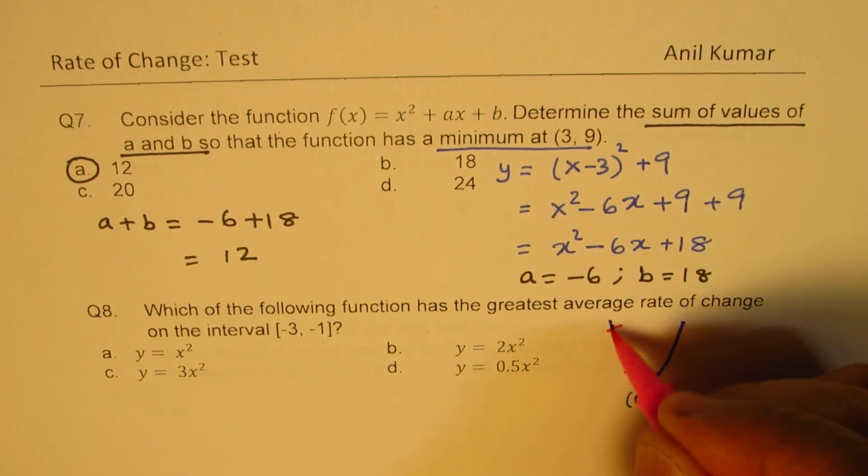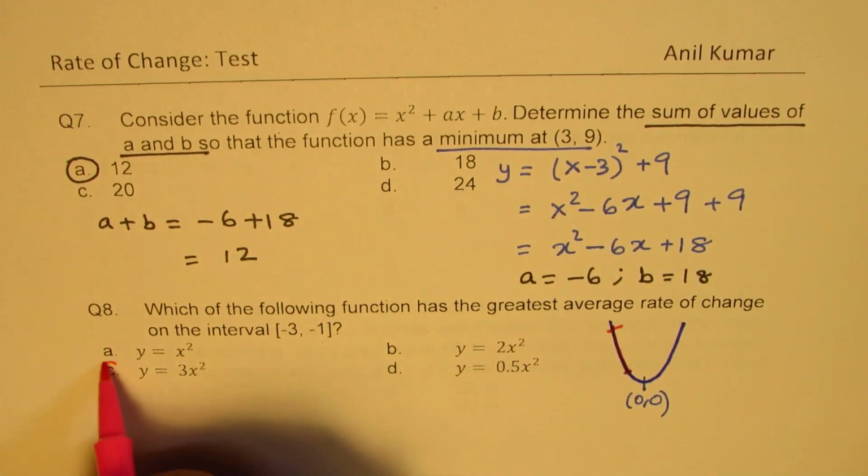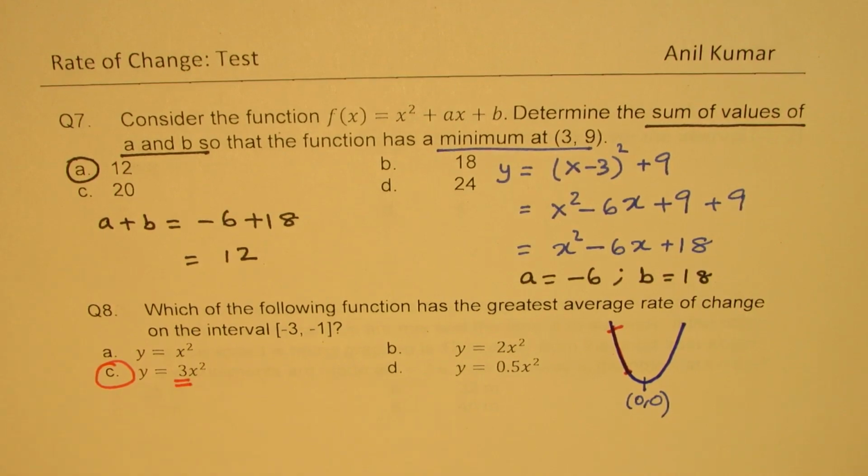Now, we're looking into this rate of change. So it will be maximum where the vertical stretch is maximum. So option C, 3, is your vertical stretch. So that should be your answer, correct?